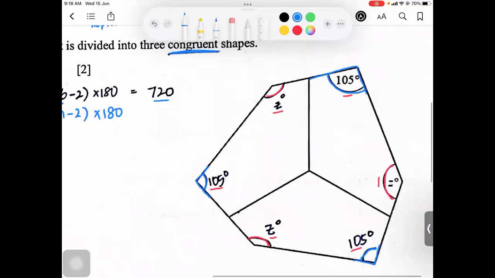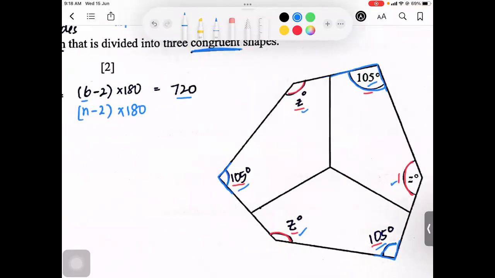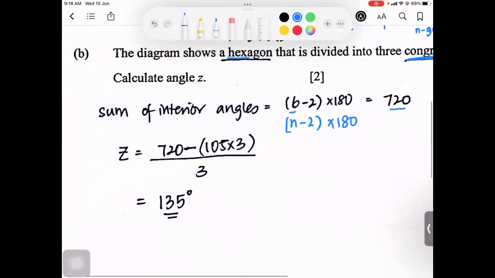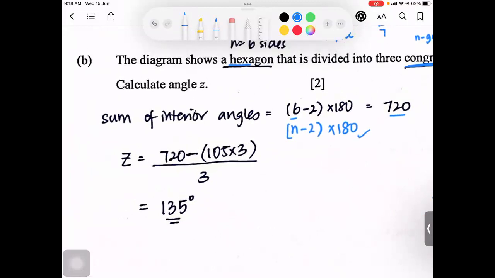Okay, so in order to find Z, what do we do? We take 720 is the total, minus away 105, got 3 of them. Then the remaining, they are all congruent shapes, right? So we divide by 3 to find Z. Okay, so the second portion, I think most of you know, just need to remember this formula, see whether you know how to remember this formula or not. Okay, so sum of interior angles, this is the value, and then we get the answer accordingly. Any questions?